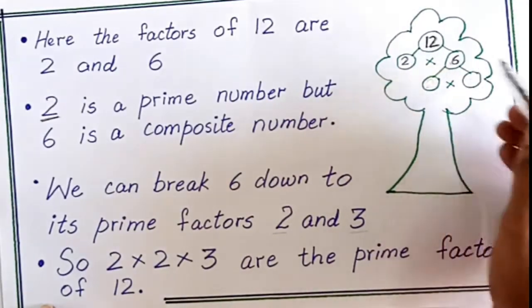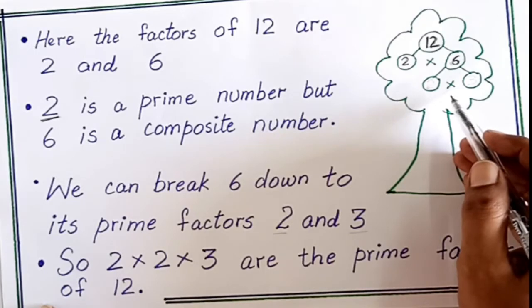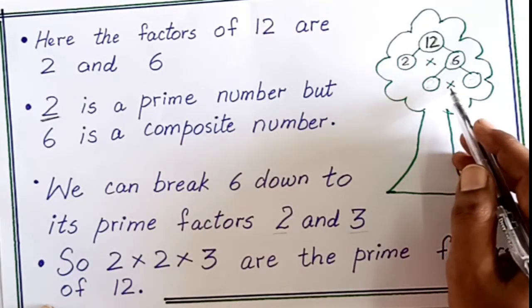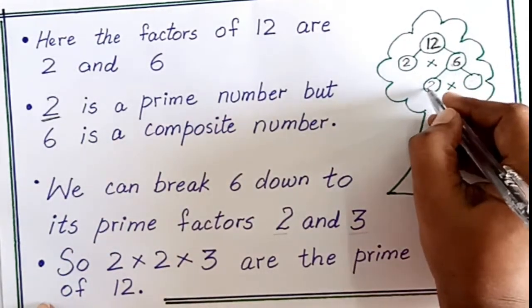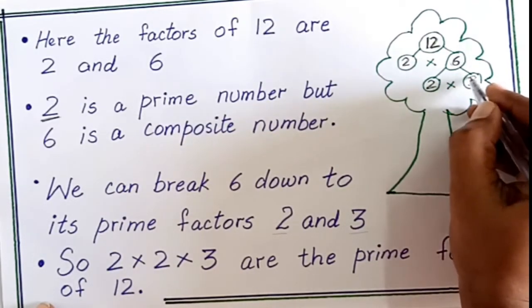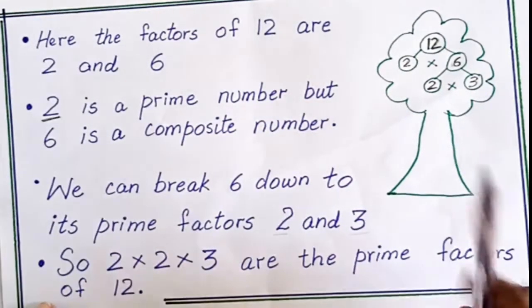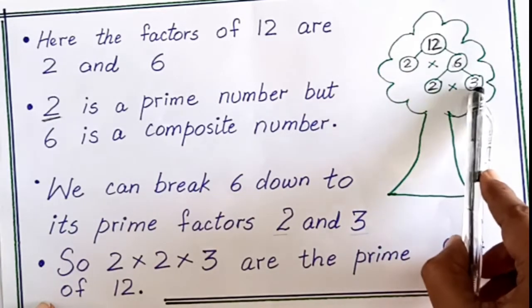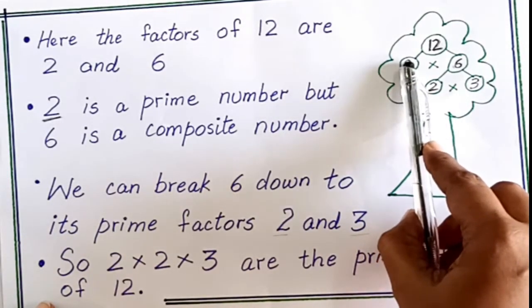So we can break 6 down to its prime factors. We will break 6 into more numbers. Like we see that 2 threes are 6. Here you can see we get all the prime numbers. 3 is a prime number, and 2 is also a prime number.